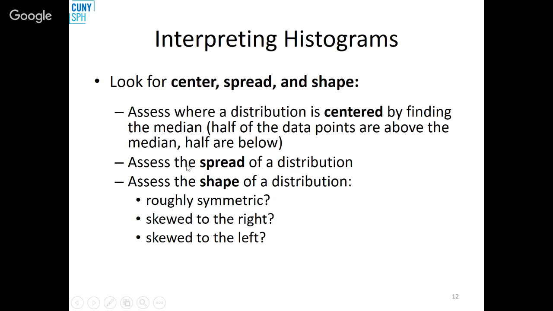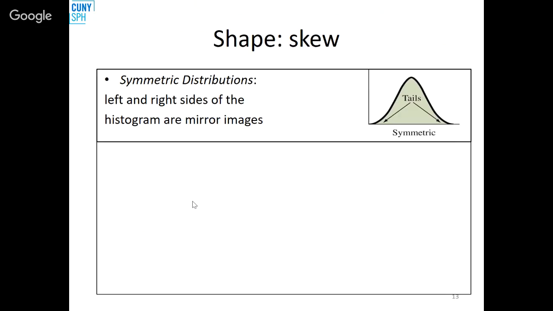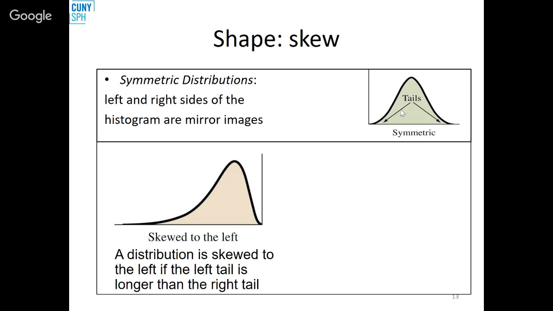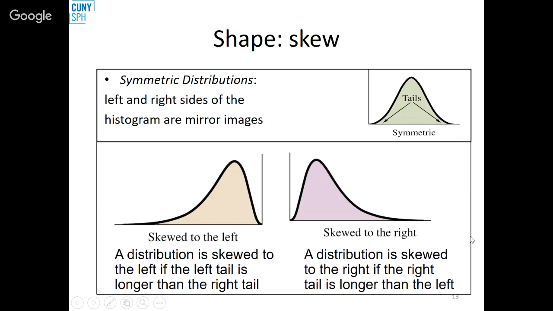So there's the center, the spread, that range and the shape of it within that range, and whether it is symmetric, skewed left, or skewed right. A symmetric distribution looks like a mirror image. You can put a line in the middle and it looks approximately the same on either side of that line. A left skew means that the data spread out more to the left than to the right, and a right skew is the opposite, that it skews out more to the right.